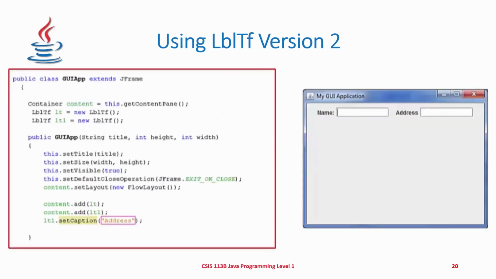And that also makes it a lot more flexible when you think about it. It makes our custom class a lot more flexible, because instead of accepting that default value of name every time we create a new one of our LBLTF classes, now we can actually change the value of that label. So in this example here, as you can see, we're setting the caption of the second label to address.